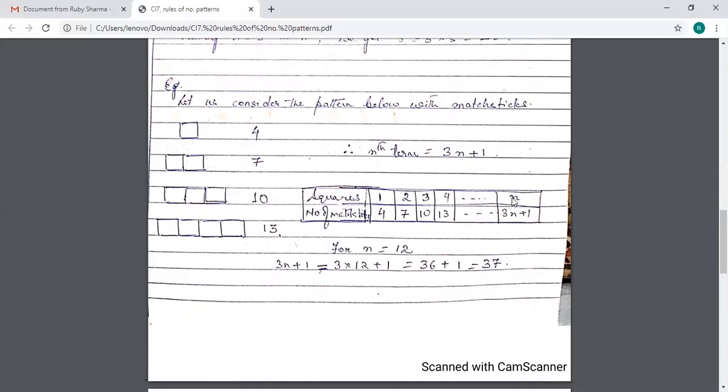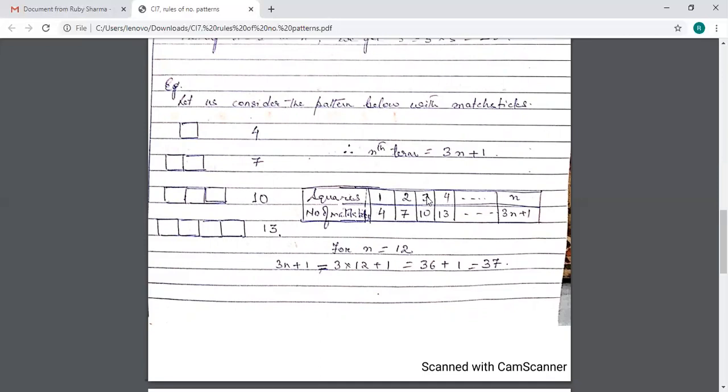So when there are n number of squares, how many matchsticks will we need? Now this you have to think, okay? If you observe, it will need a bit of practice. I'm repeatedly telling you. So 3 into 1 plus 1 is 4. 3 into 2 is 6 plus 1 is 7. 3 into 3 plus 1 is 10.